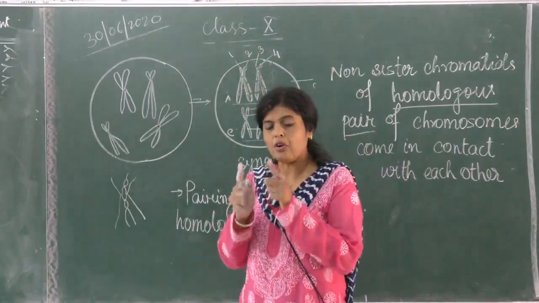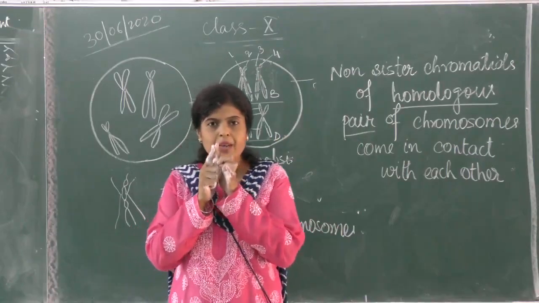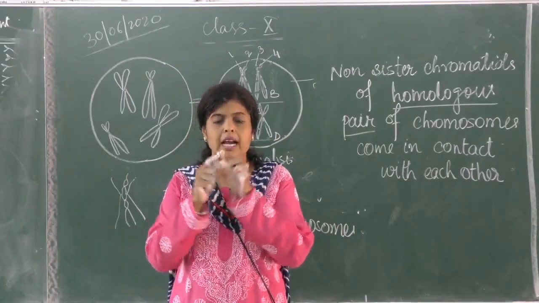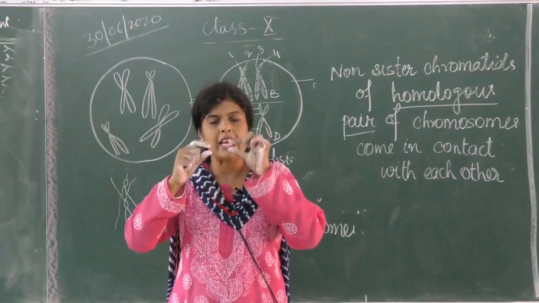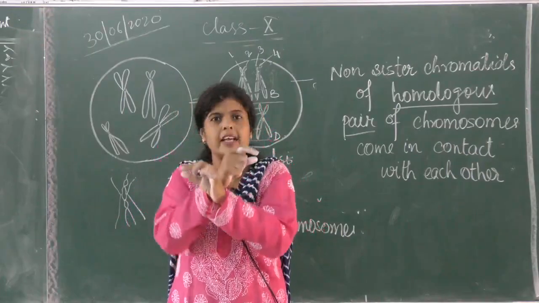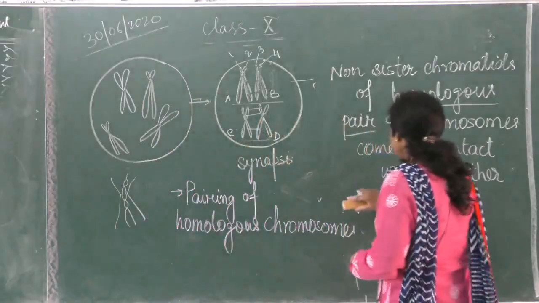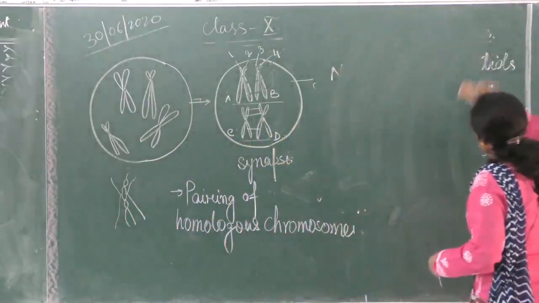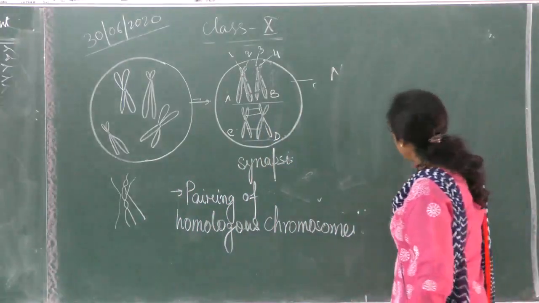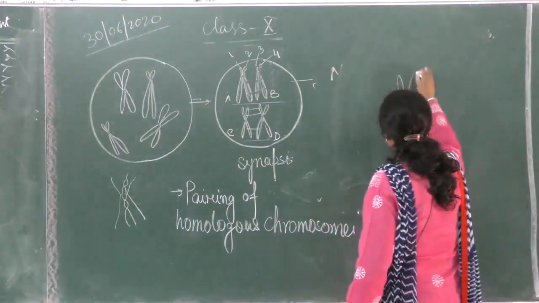Is it clear? And not only do the chromosomes come in contact at those places, the genes of those areas break and they get exchanged. Now see what I am saying. So what is happening? So again we come to homologous pair of chromosomes.